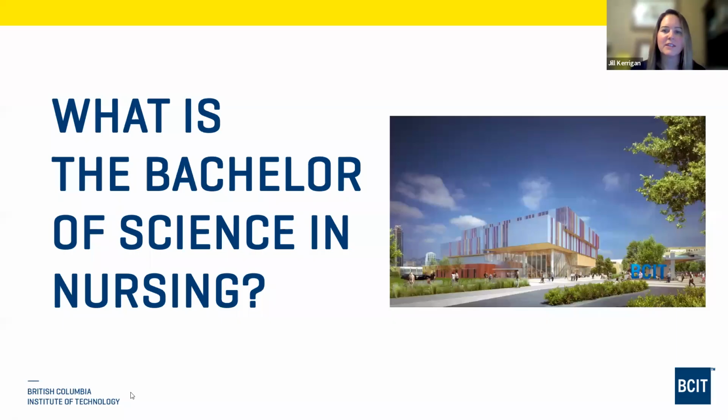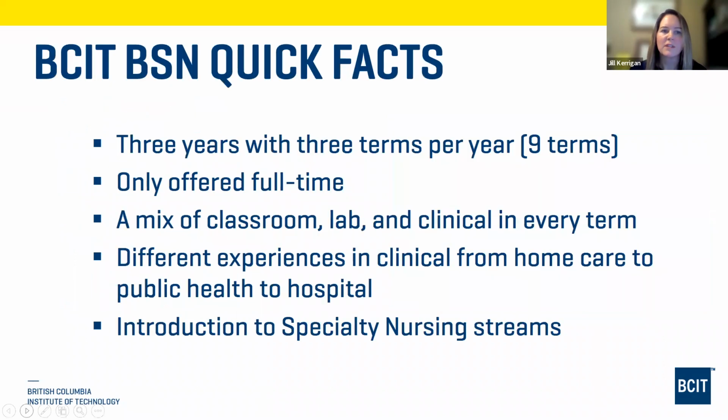So what is a Bachelor of Science in Nursing? To start with, here are some quick facts about the BCIT Bachelor of Science in Nursing program. It is a 3-year program. There are 3 terms each year, for a total of 9 terms. You still get most of July and all of August off, and the terms are 12 weeks in length. It's offered only on a full-time basis, and there's a mix of clinical, lab, simulation, and theory in each term.